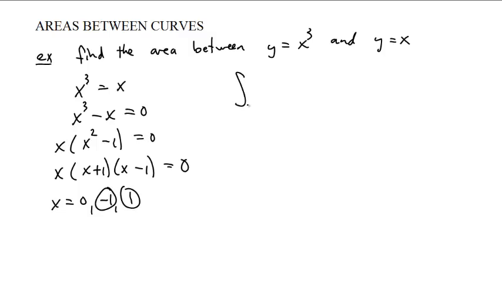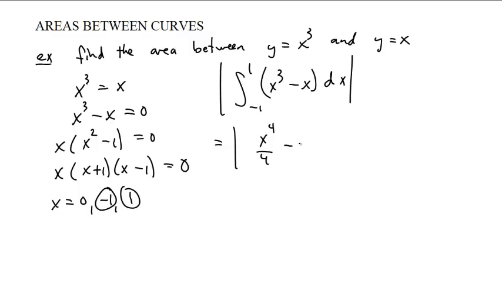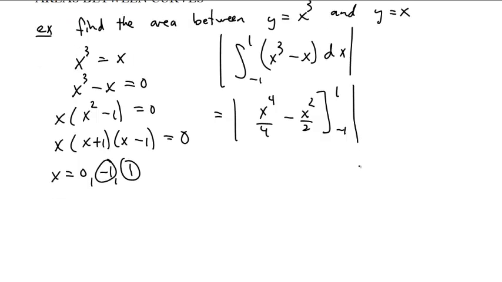Can we just say the integral from negative 1 to 1 of x cubed minus x dx, and hey, use those absolute values, ta-da. Well, maybe, let's see. X to the 4th over 4 minus x squared over 2 from negative 1 to 1. Usually you only put the absolute values at the end if you've got a negative, but yeah, they're legit.